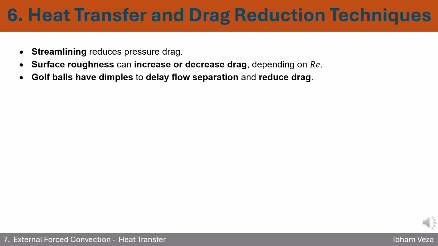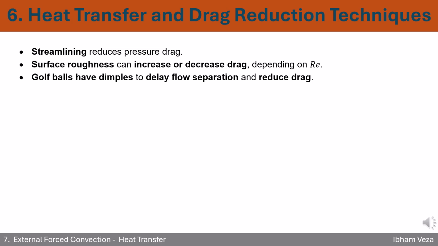6. Heat transfer and drag reduction techniques. Let's finish with some practical ways to reduce drag and improve heat transfer. The simplest trick is streamlining. When you smooth out the shape of an object, like an airplane wing, you shrink the wake and cut down pressure drag. That's why race cars and planes look sleek.